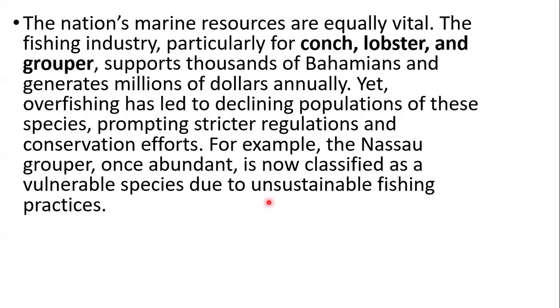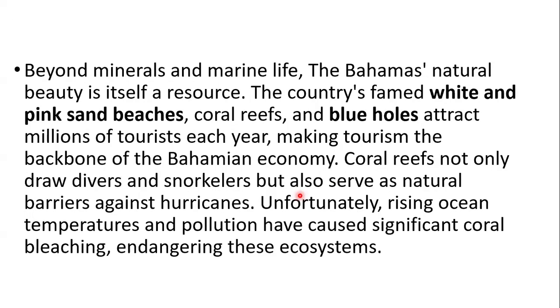Very good. Chanel. The nation's marine resources are equally vital. The fishing industry, particularly for conch, lobster, and grouper, supports thousands of Bahamians and generates millions of dollars annually. Yet, overfishing has led to declining populations of species, prompting stricter regulations and conservation efforts. For example, the Nassau grouper, once abundant, is now classified as a vulnerable species due to unsustainable fishing practices.